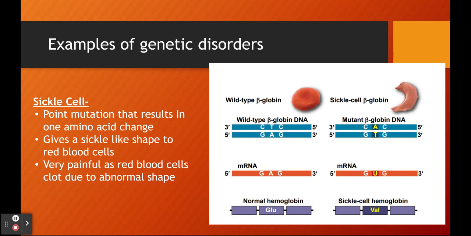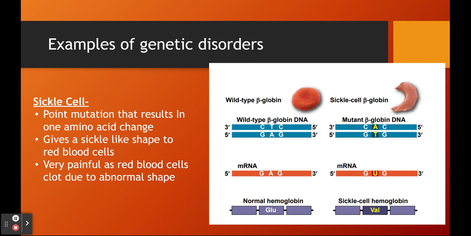And this is extremely painful for patients because these little blood cells that are sickle shaped do not flow through veins properly. They clot, and people get blood clots, and that's extremely painful, but also dangerous. You could possibly die from blood clots depending on where they are. A lot of these people have to have blood transfusions because the sickle cells just keep building up. We don't necessarily have a cure for this.